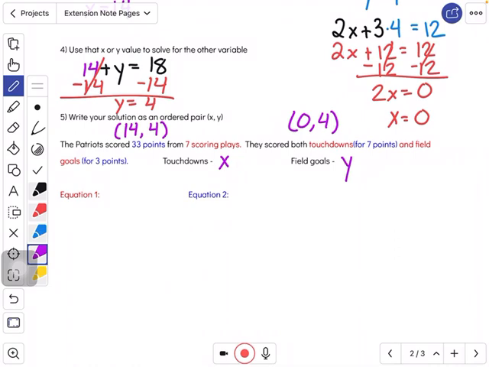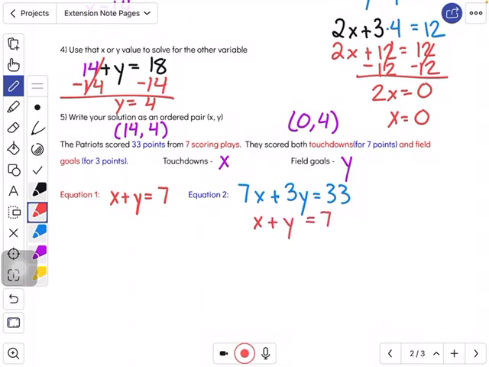So equation 1 is 7 scoring plays made of touchdowns and field goals. So that's your X plus Y equals 7. Equation 2 is that you get 7 points per touchdown plus 3 points per field goal for a total of 33 points. So now we can put those together and we're going to solve using elimination.